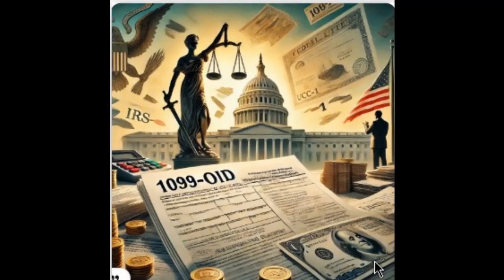To reclaim what is rightfully yours, a Form 1099 OID, original issue discount, acts as an expense report, which allows individuals to seek reimbursement for funds that were improperly extracted from their labor.